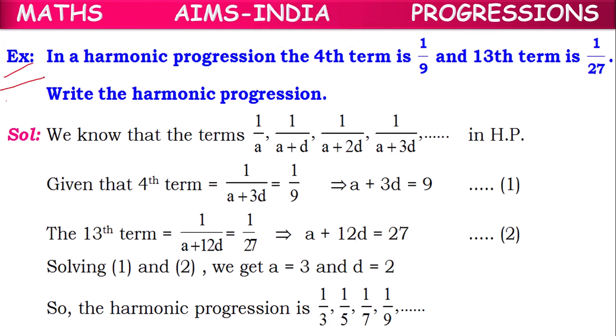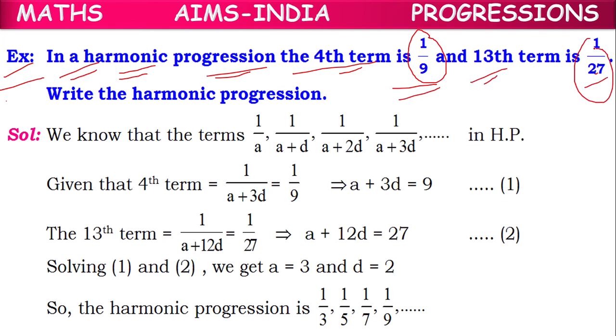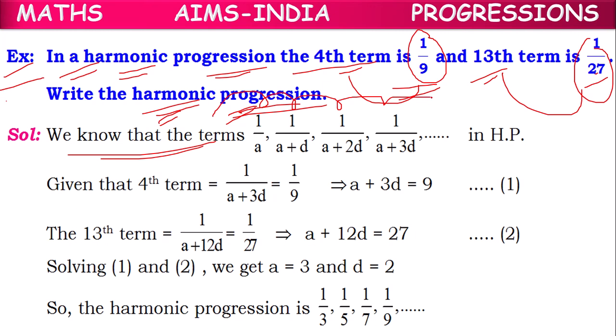Next one, another example. In a harmonic progression, the fourth term is 1 by 9, and the 13th term is 1 by 27. Write the harmonic progression. So we have the fourth term and the 13th term. Based on the two term values, we have to find the harmonic progression. The general form of a harmonic progression is nothing but the reciprocal of all terms of an AP.